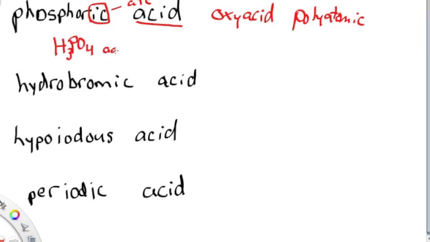And we always have to remember that an acid is going to be dissolved in water. So we get H3PO4 aqueous is phosphoric acid, which was based on phosphate being balanced with hydrogen dissolved in water.